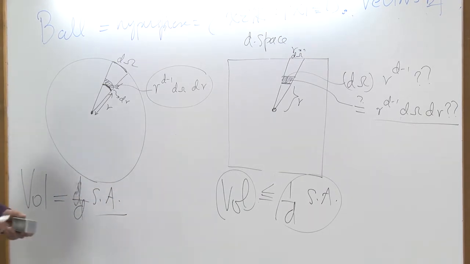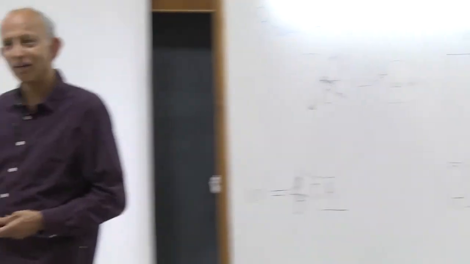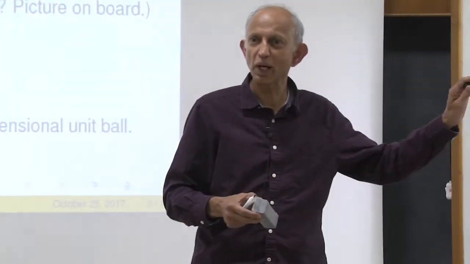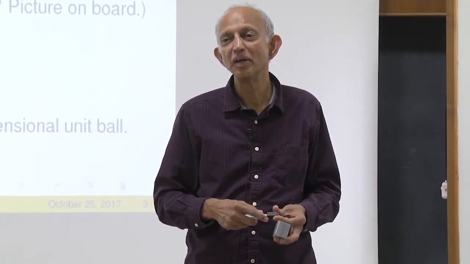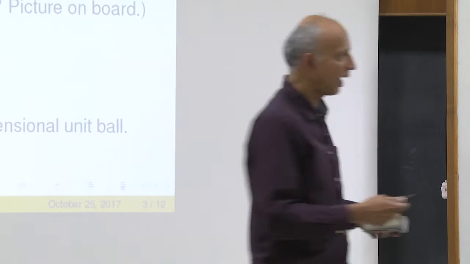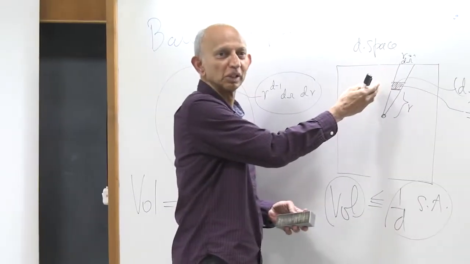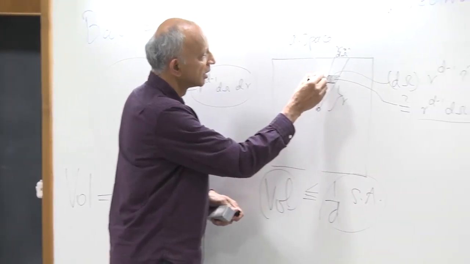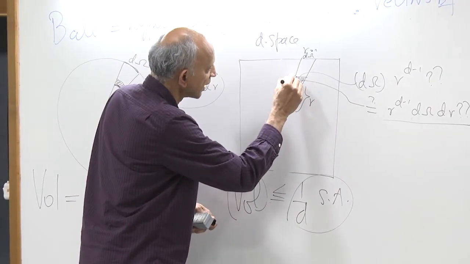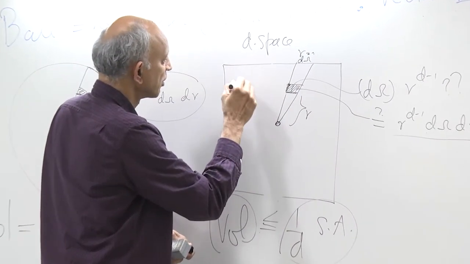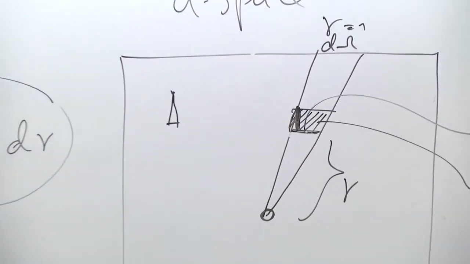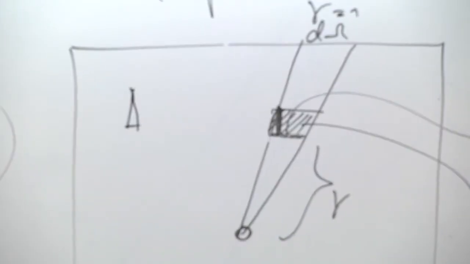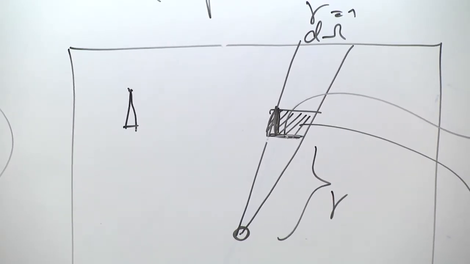But it's always less than or equal to. Why is that? Well, less than or equal to is correct, but why is that true? The height cannot be more than the actual dr, right? The height is a projection of that. So this is dr, and then the height is that. Dr is the hypotenuse of the triangle, so the height is not at most that. So it's true that volume is at most 1 over d times surface area.